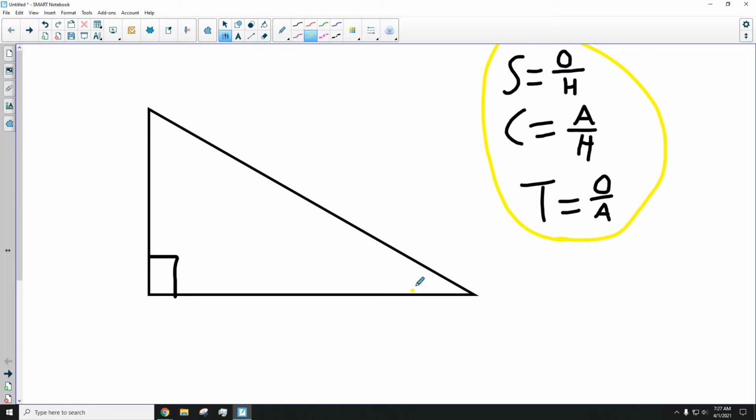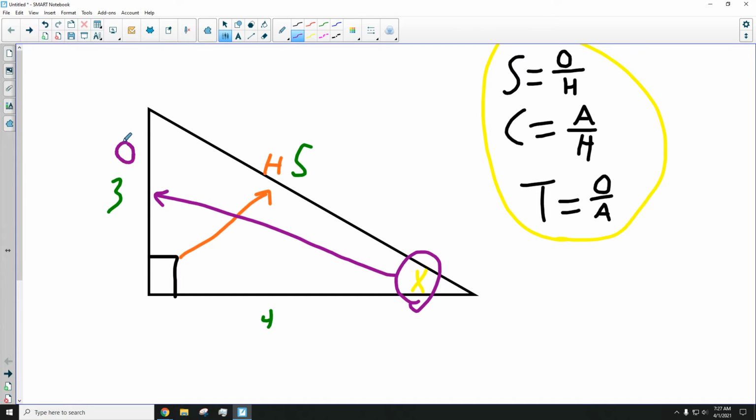So if I said this was my reference angle, and I gave myself these side lengths here, I need to be able to label my sides. Across from the right angle is always the hypotenuse. Across from the reference angle is always the opposite, and the last one is always the adjacent. It's the one that touches both the right angle and the reference angle.